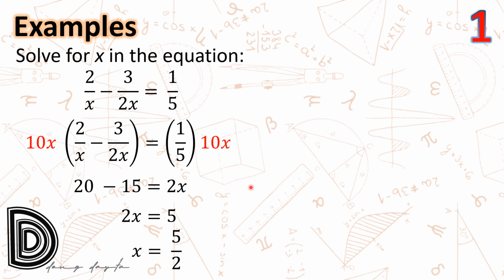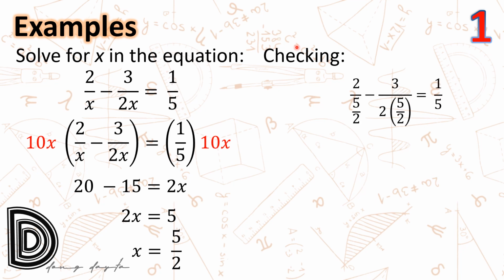Okay, let us check our solution. By checking, we are going to substitute the value 5/2 for all the x's in the original equation. So that will be 2 over 5/2 minus 3 over 2 times 5/2 equals 1/5. Remember that in checking the solution, we do not use transposing, or the addition property of equality. We solve each side until we get equal values on both sides of the equality.